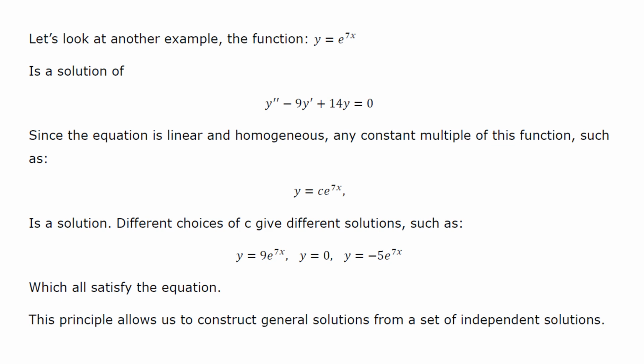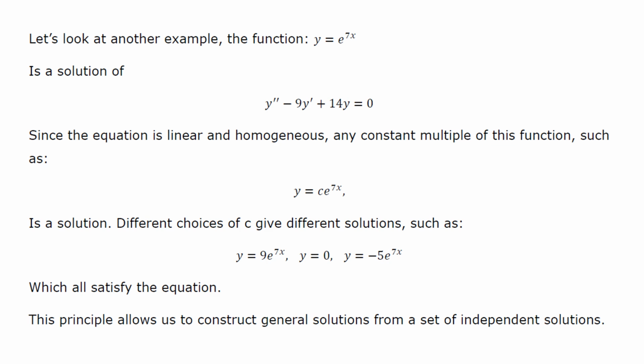Let's look at another example. Say we have the function y equals e to the power 7x, which is a solution to the DE y double prime minus 9y prime plus 14y equals 0. Since the equation is linear and homogeneous, any constant multiple of this function, such as y equals c times e to the 7x, is going to be a solution. So we can choose different values of c and give different solutions to our DE.